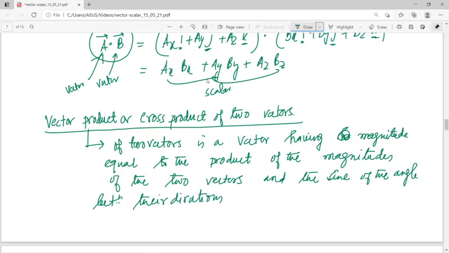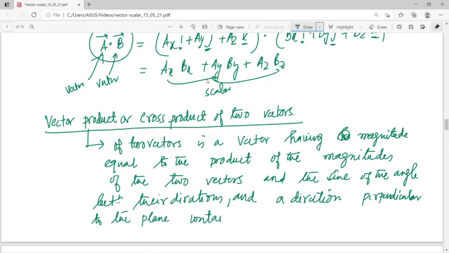And since the scalar product gives a result that is a scalar, it has no direction. But since the result of the vector product of two vectors is itself a vector, it has a direction, and this particular direction is perpendicular to the plane containing the vectors.